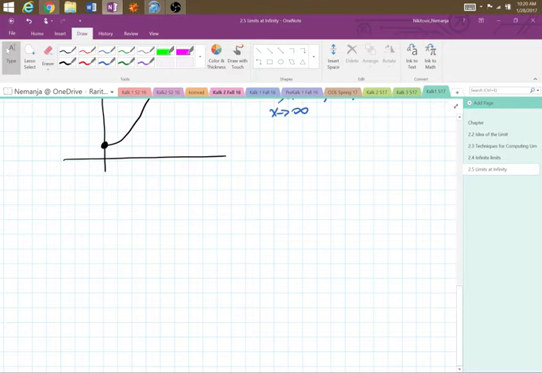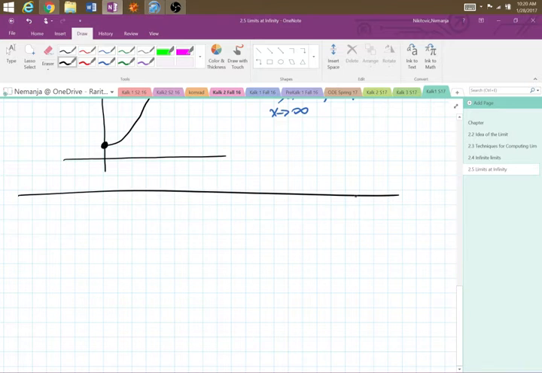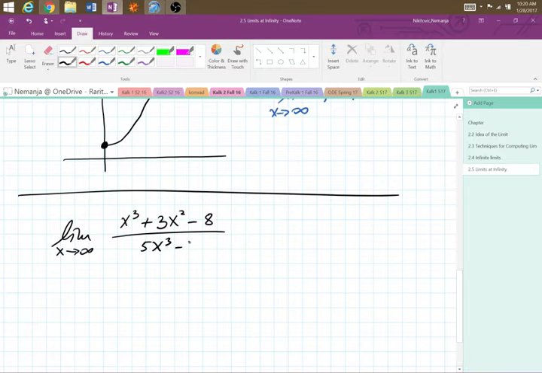But we don't need to know that anymore, because now look what we have. Say the problem says, what's the limit as x goes to infinity of x cubed plus 3x squared minus 8 divided by 5x cubed minus 1? Now this question, if you study theorems and definitions, is asking you where is the horizontal asymptote actually, right? Because it's looking at what's happening as x goes to infinity.